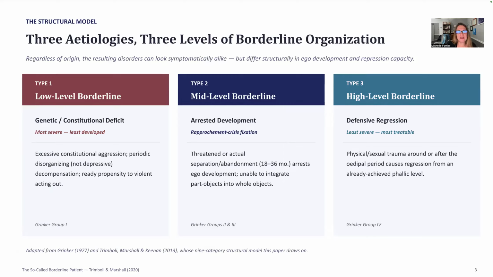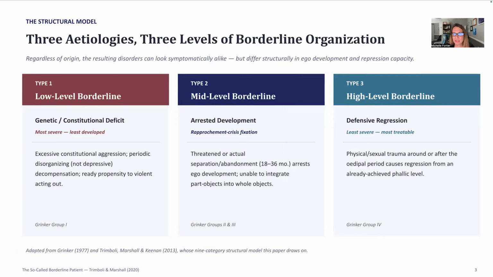So the 3 etiologies, 3 levels of borderline organization. The first one they call the low-level borderline. That one has a genetic or a constitutional deficit. They consider that one to be the most severe, and there's a lot of aggression, periodic disorganizing decompensation, and a ready propensity to violent acting out. So that is your level 1 borderline.